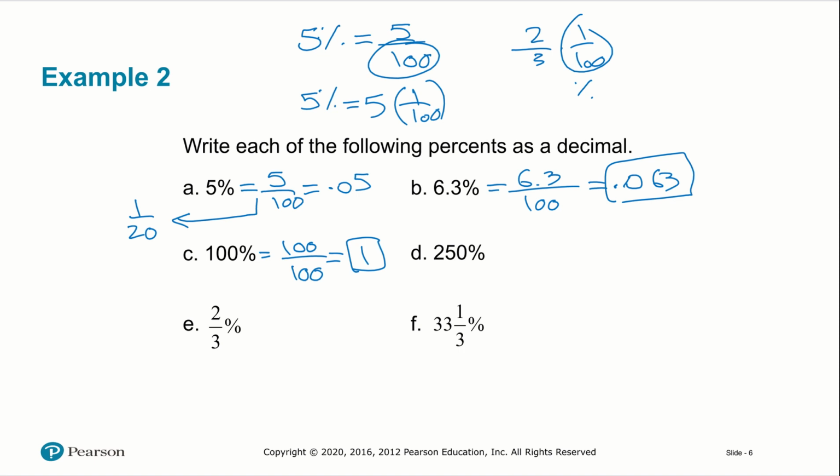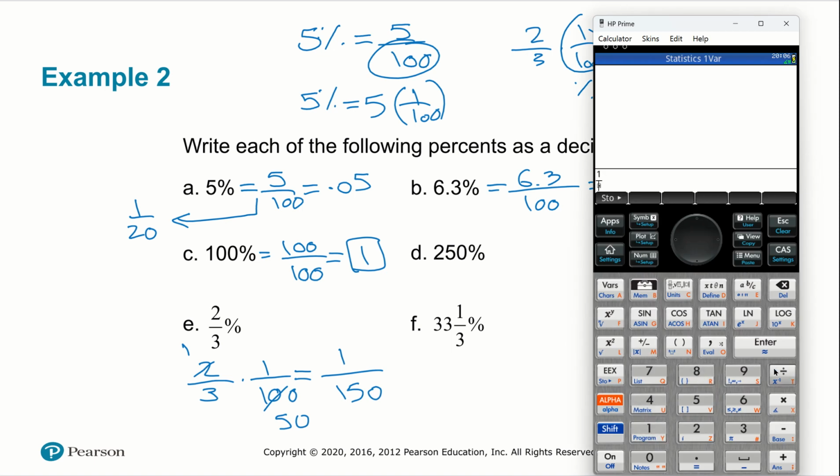For 2/3%, as I recommended here, instead of dividing by 100, do the equivalent operation of multiplying by 1 over 100. So you get 2/3 times 1 over 100. Or simply, if we simplify a bit, we can see we get 1 and 50, right? When I cross cancel the 2 and 100. So basically I'm looking at 1 over 150. Okay, so 1 divided by 150.